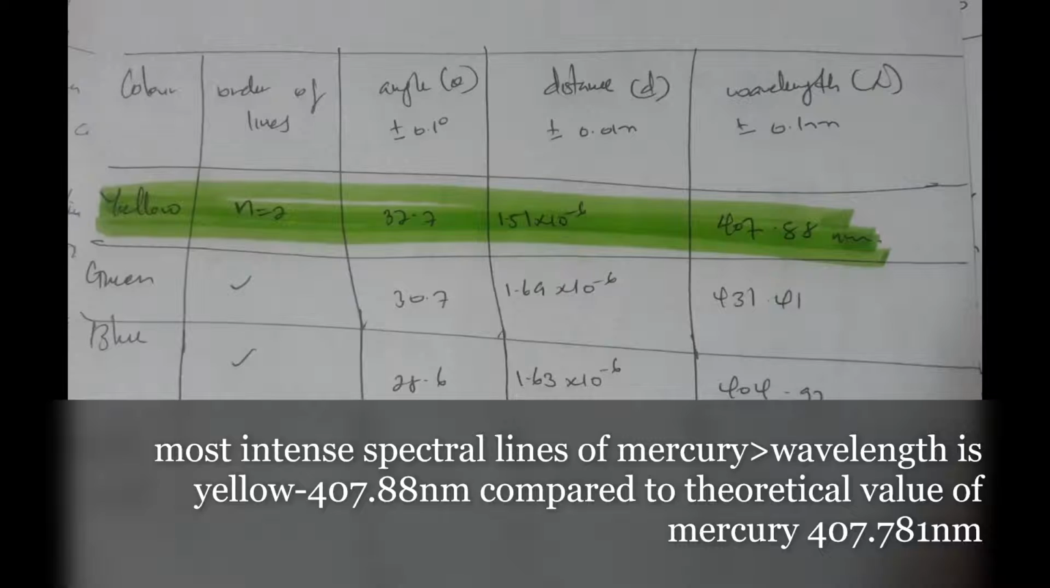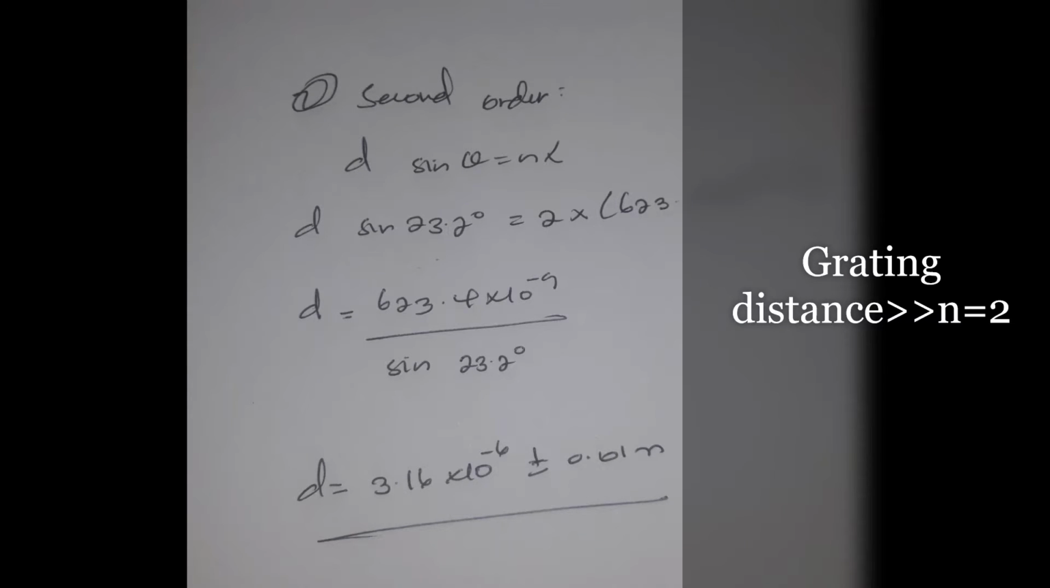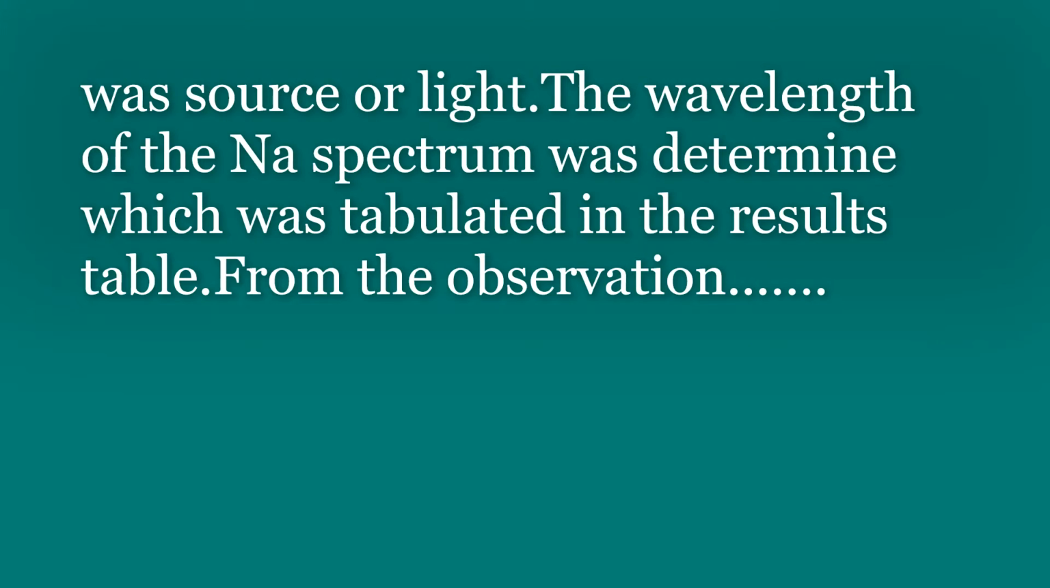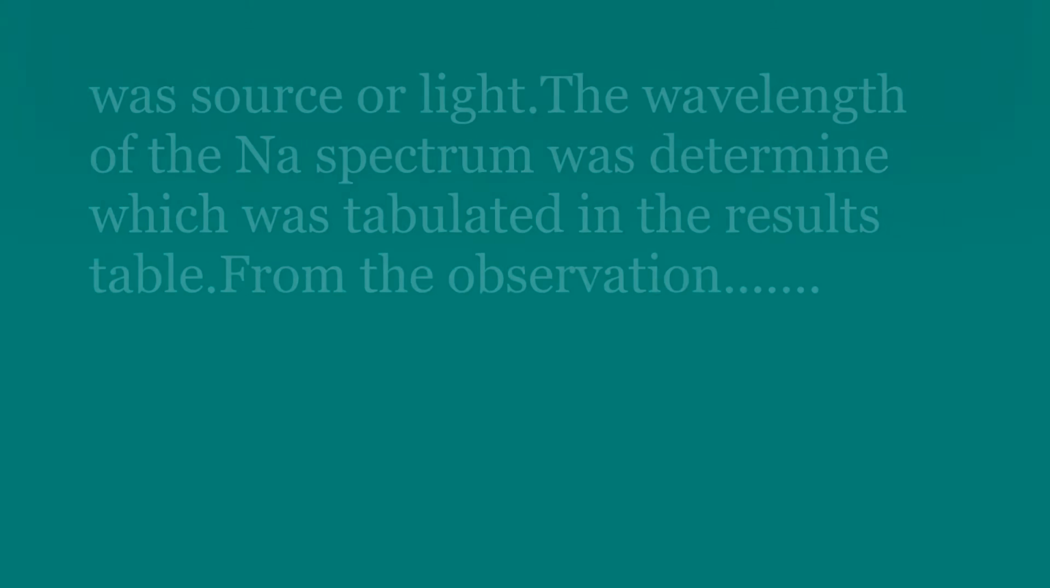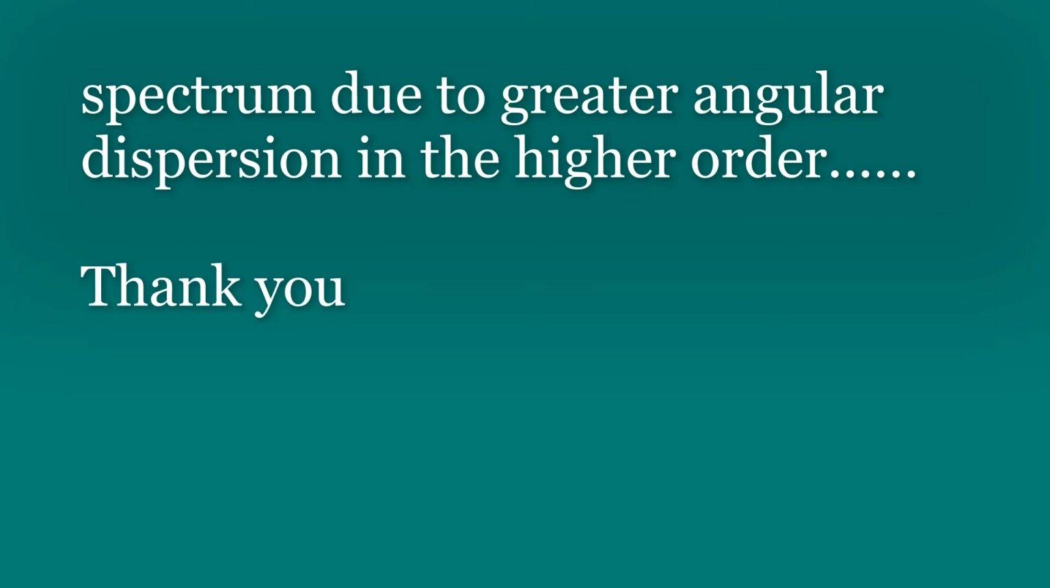The important thing that we have observed from the experiment after the results were tabulated is that the double nature of the spectral line is more easily observed in the n is equal to 2 order than in the n is equal to 1 order spectrum, due to the greater angular dispersion in the higher order.